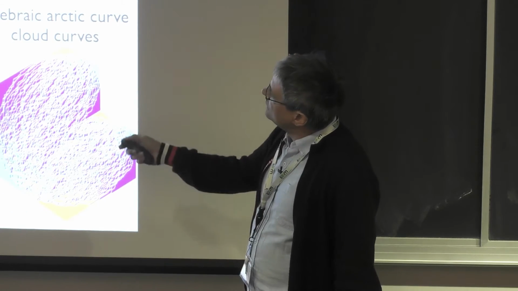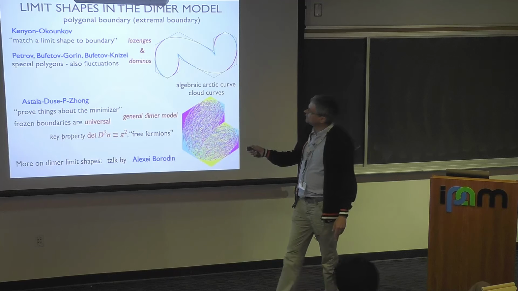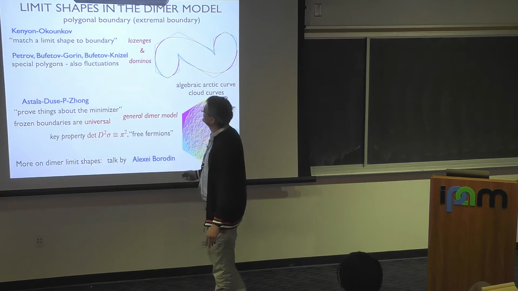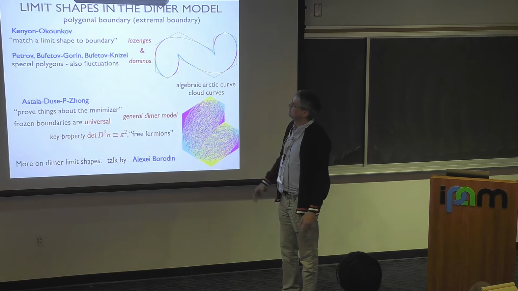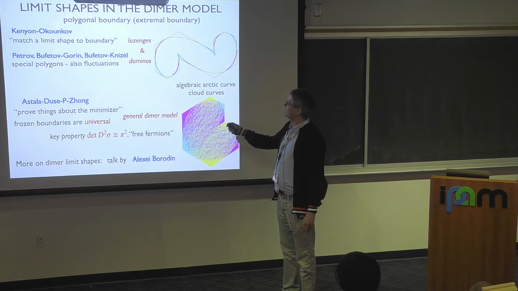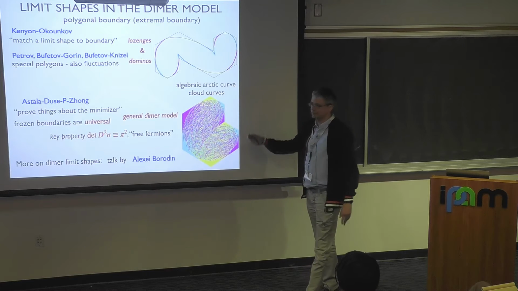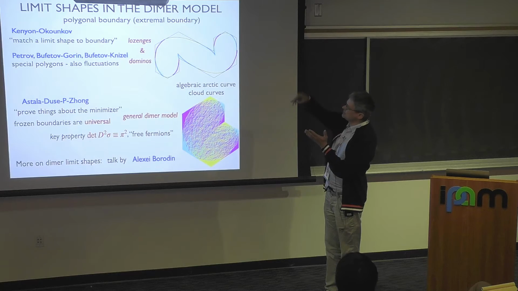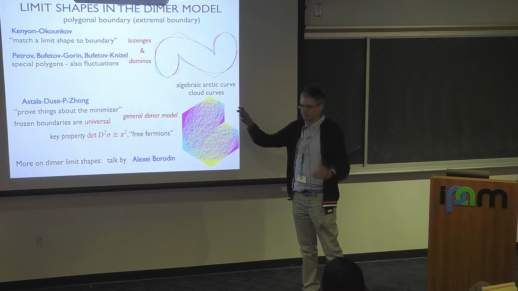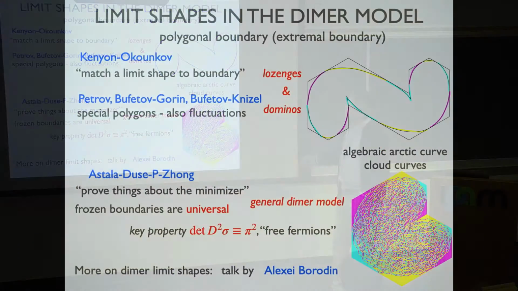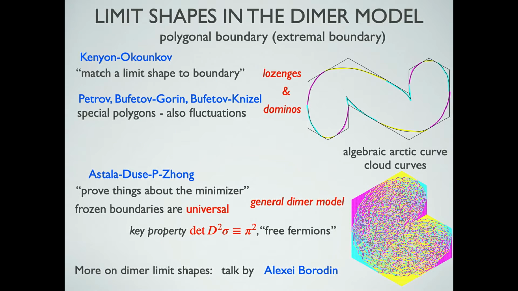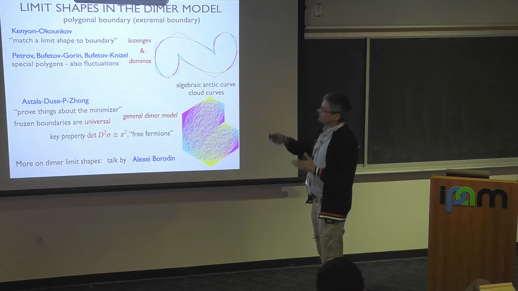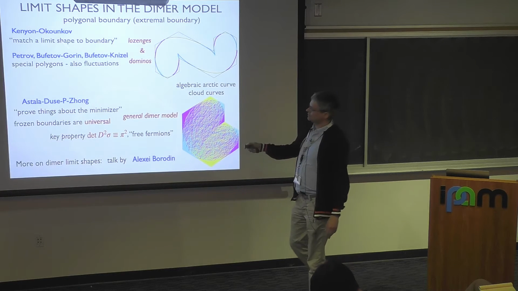And then, using this connection with the Harnack curves, Kenyon and Okounkov studied this limit shape problem for this kind of polygonal boundary condition, and they were able to, for the lozenge model, construct a matching inscribed algebraic curve from which you can describe the limit shape.